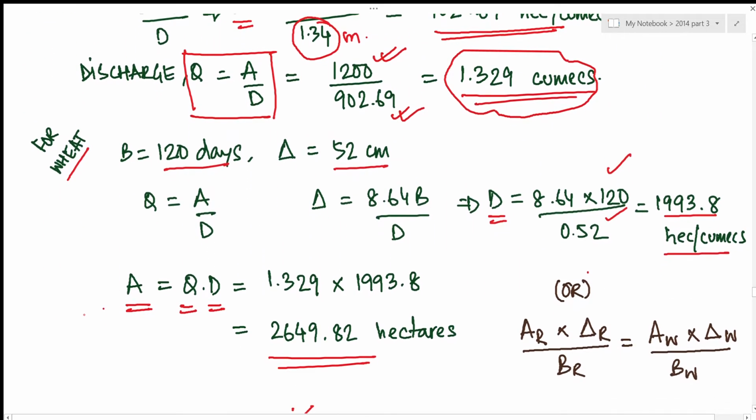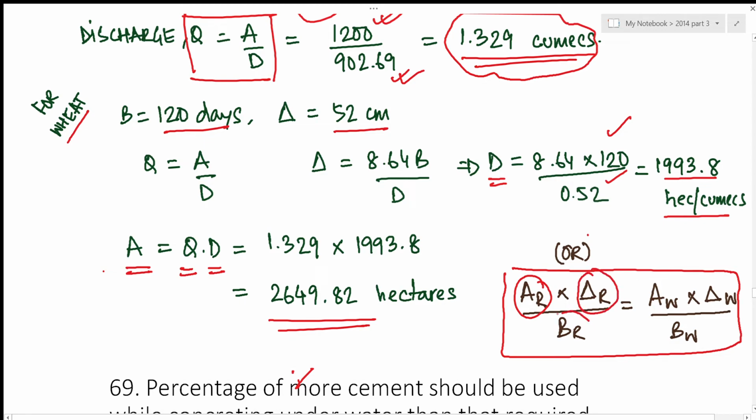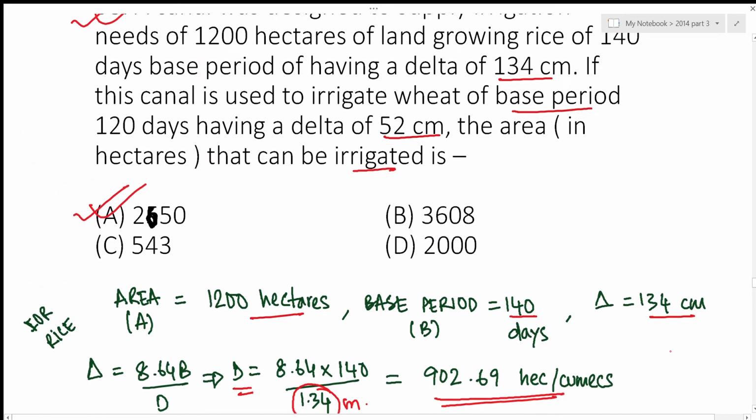2650 hectares. You can also solve this numerical by a simple formula, where this is the area of rice in hectares, this is the delta of rice, and this is the base period of rice, which is equated to the area of wheat that needs to be irrigated, the delta for wheat, and the base period for wheat. You know all the values except the area required to be irrigated for wheat. Replacing all the values, you can easily find the area required for wheat. So the answer for this particular question should be A.